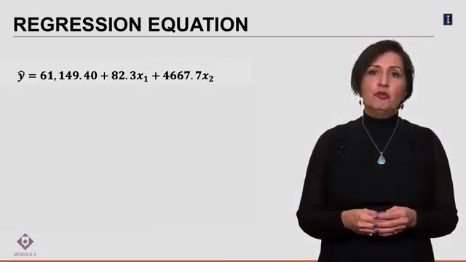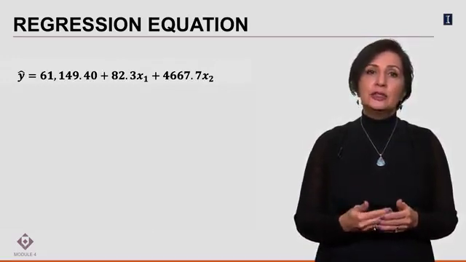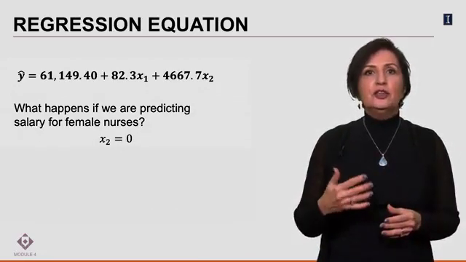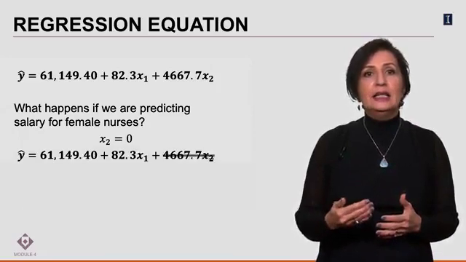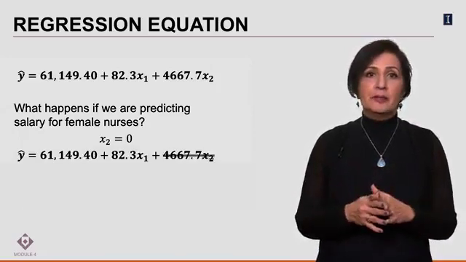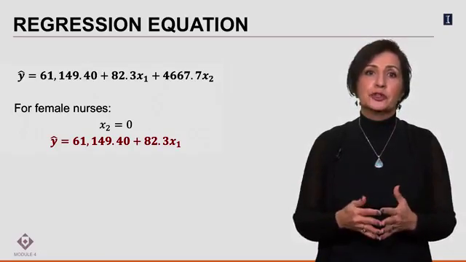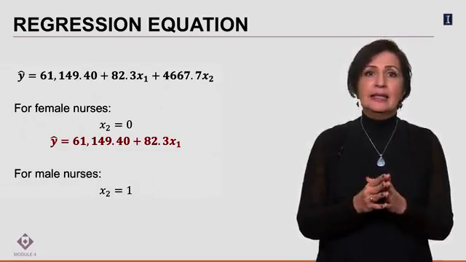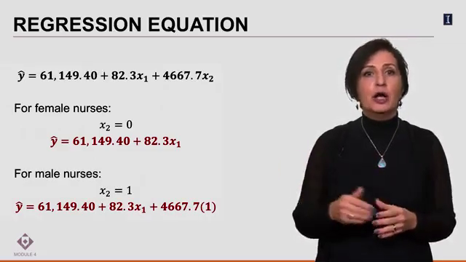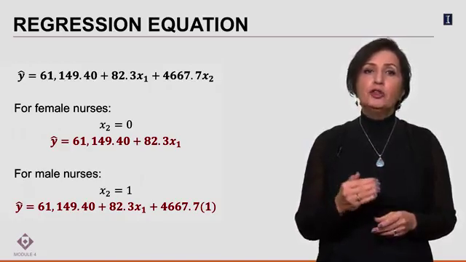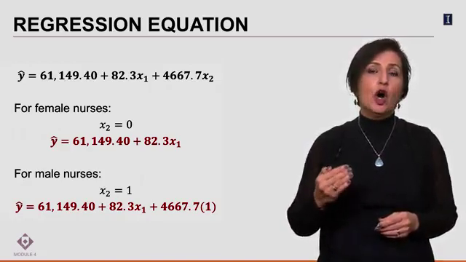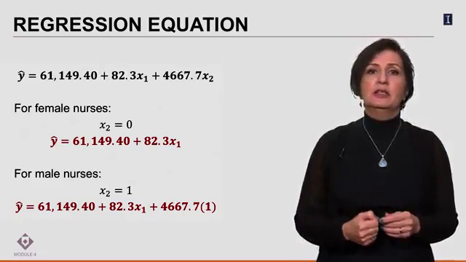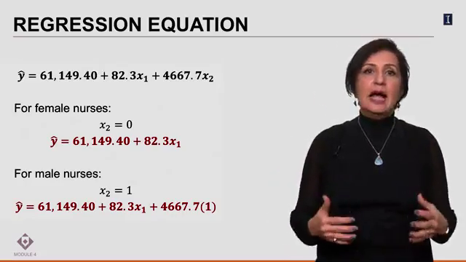In order to understand the coefficient for the gender variable, ask yourself what will happen if we wanted to predict salary for a female nurse. Since the gender variable is 0 for female nurses, that part of the equation gets eliminated, and this will be the equation for the female nurses. And for male nurses, x2 is 1, and the last coefficient is multiplied by 1. Do you see what just happened? By multiplying the last term by 1, we just gave all the male nurses a constant salary bonus of $4,667.70.